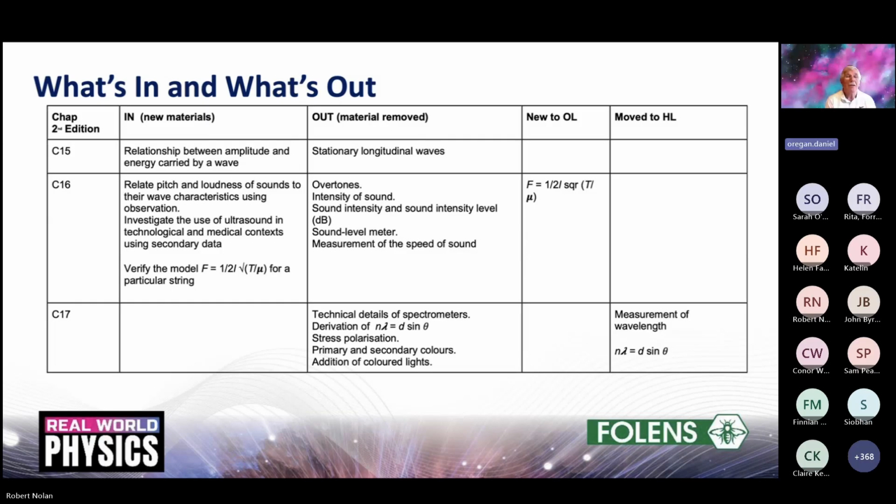Verify the model F is 1 over 2L, the square root of T over mu. No, first of all, that formula as such wasn't on the ordinary level course before. There were bits of it. I think it was F is inversely proportional to L, but now the full formula is there and pupils have got to do an experiment to verify it. That doesn't mean that pupils don't need to know how to deal with F being proportional to 1 over L or F being proportional to the square root of T, because they are effectively parts of that bigger experiment.